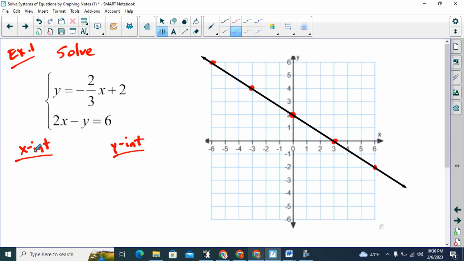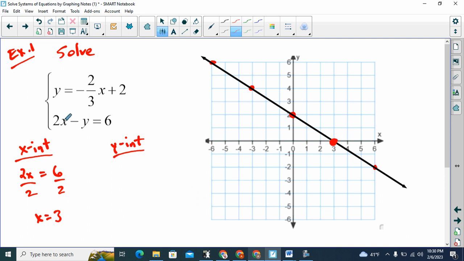To get the x-intercept, we plug in 0 for y. So it's just going to say 2x equals 6. 2x minus 0. We don't have to write the minus 0. Solving for x, I get x equals 3. My x-intercept is 3.